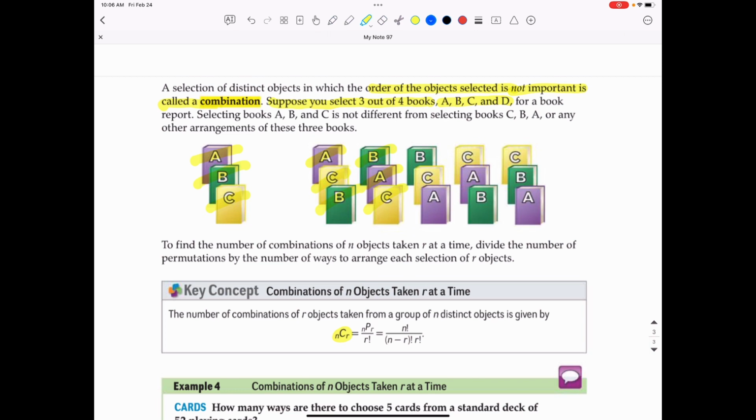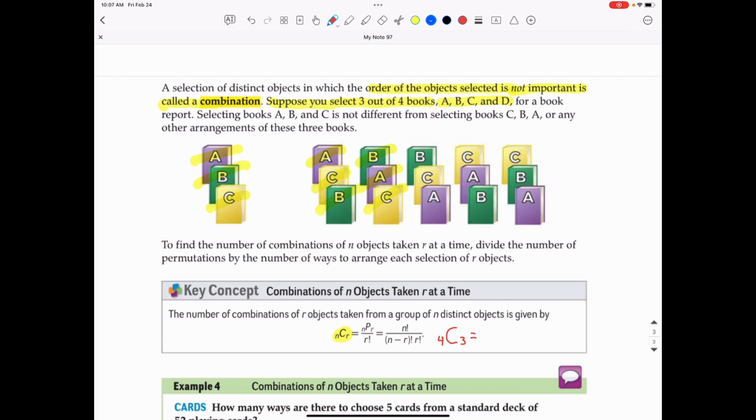And the way you figure out nCr is that in this particular case, since we have 4 books to choose from, and there is a book D, it's not listed in the illustration, but it does exist. We have 4 books, but we're only selecting 3 of those books. So we would write that as 4C3. 4 books to choose from, but we're only selecting 3 of them.